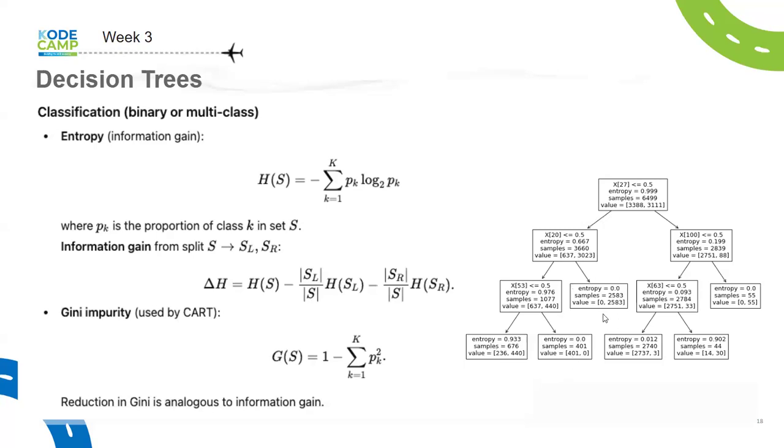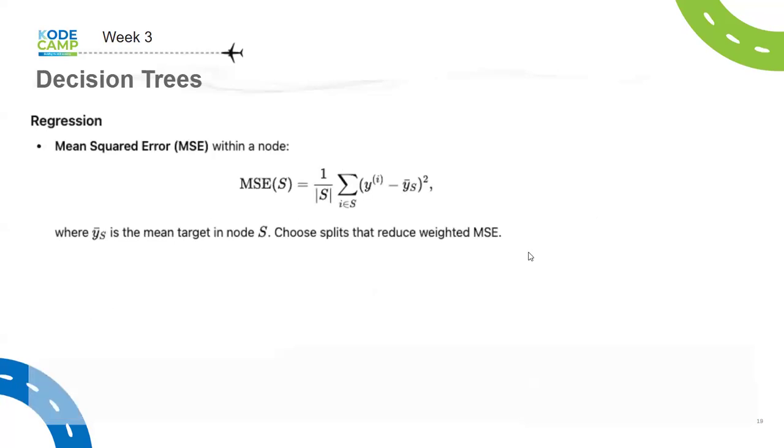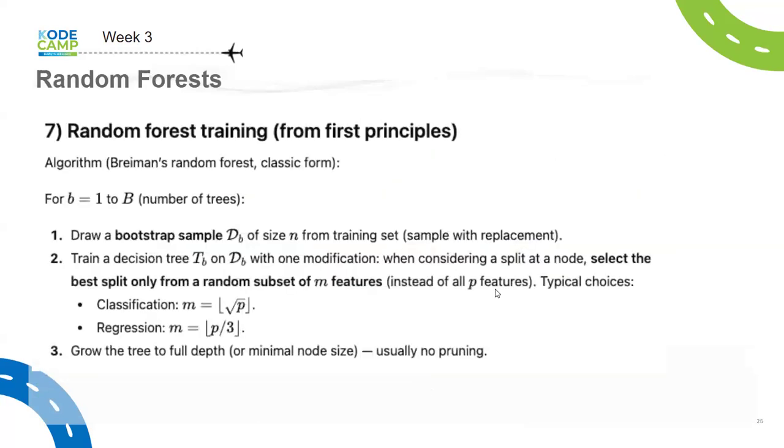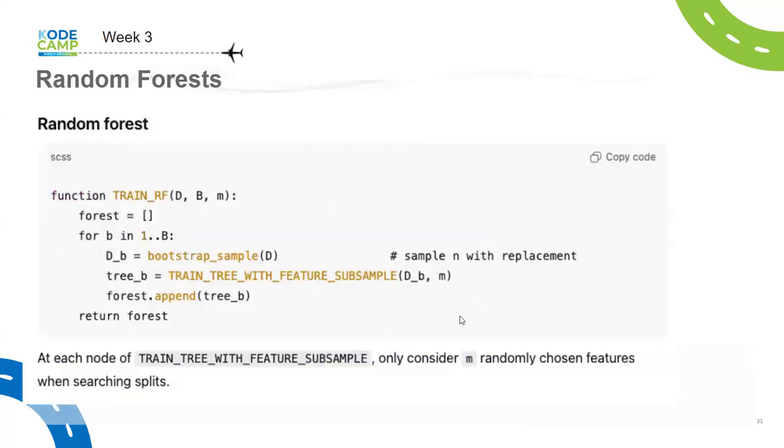This has a depth of 4. This leaf has a depth of 1, 2, 3, so 3. This leaf has a depth of 4, 4 and 3. So that's what max depth means. If the depth of your tree is too much, it will overfit, so it's a good idea to balance it.